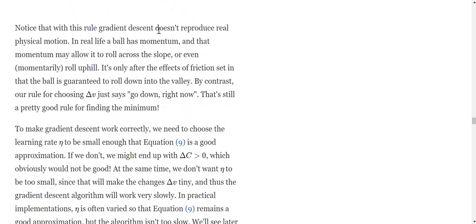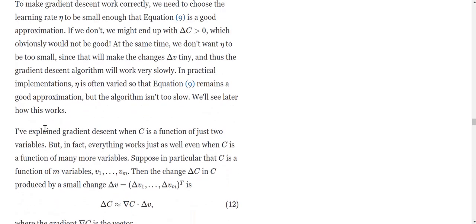Notice that with this rule, gradient descent doesn't reproduce real physical motion. In real life, a ball has momentum, and that momentum may allow it to roll across the slope or even momentarily roll uphill. It's only after the effects of friction set in that the ball is guaranteed to roll down the valley. By contrast, the choice of delta V just says go down right now. That's still a pretty good rule for finding the minimum. I hope you got this part.